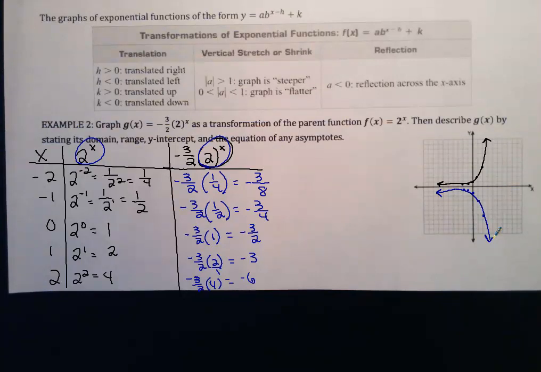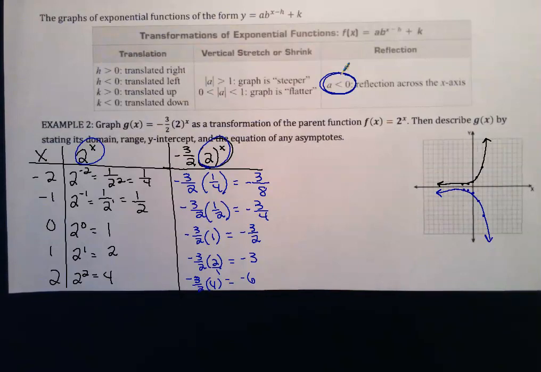It does look weird. Yours probably looks better. What's it reflected across this time? The x-axis. Why is it reflected across the x-axis? Because of the reflection rule: when A is less than 0, it reflects across the x-axis. The others were the parent function, so they weren't really connected to each other, but they looked like they were reflected across the y-axis.